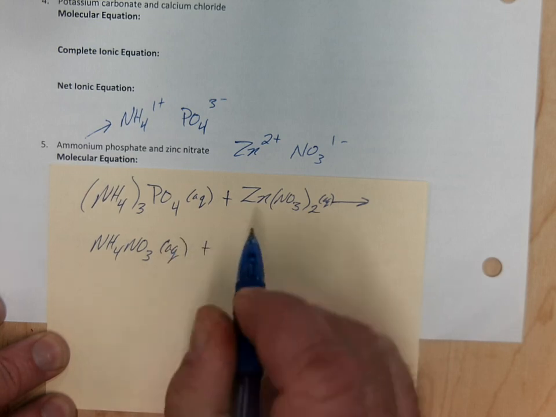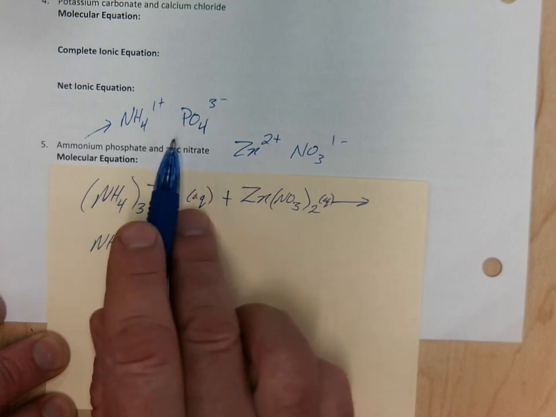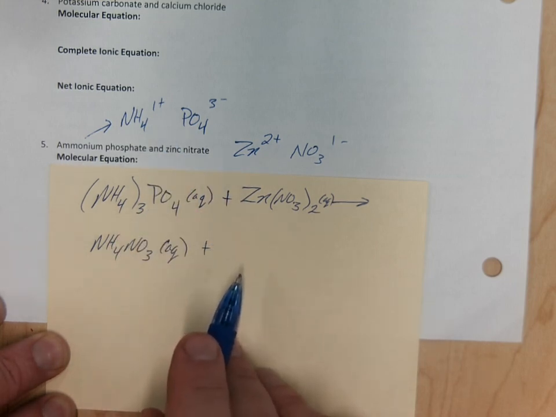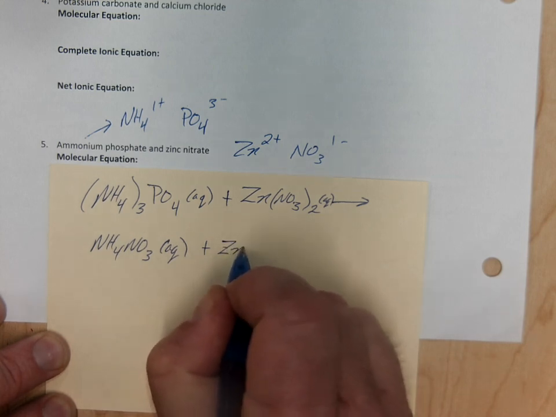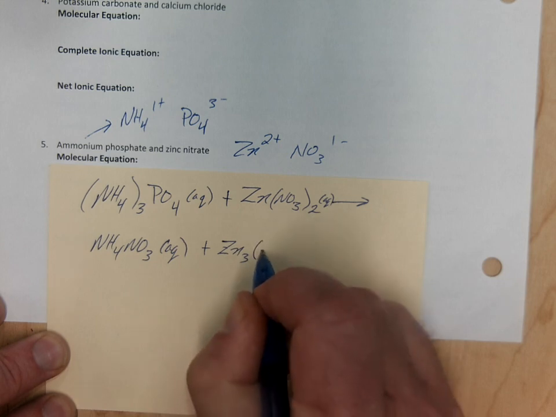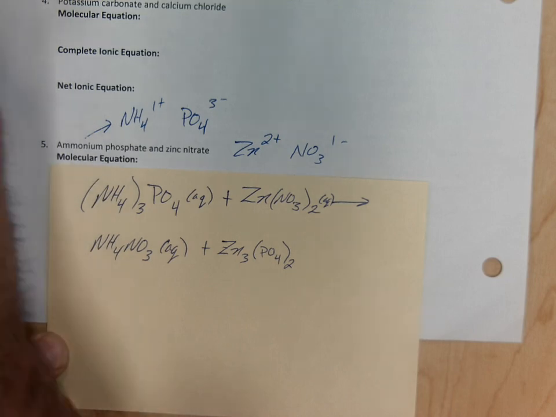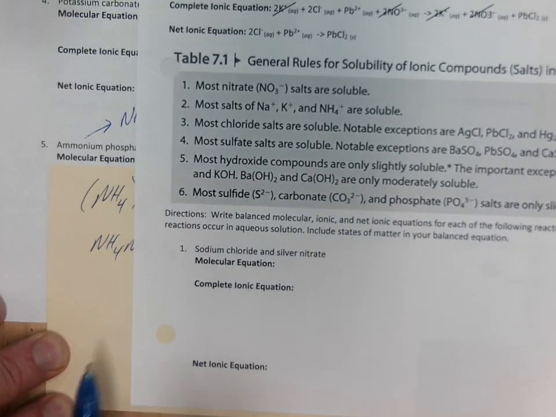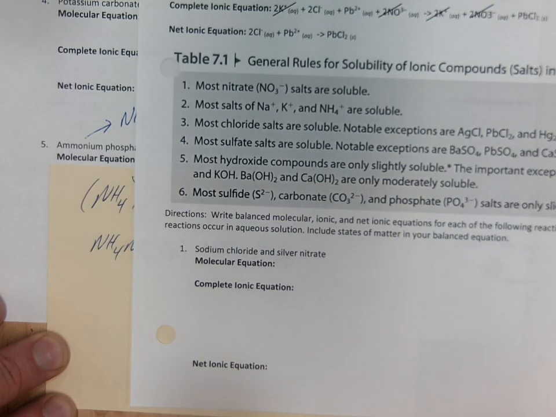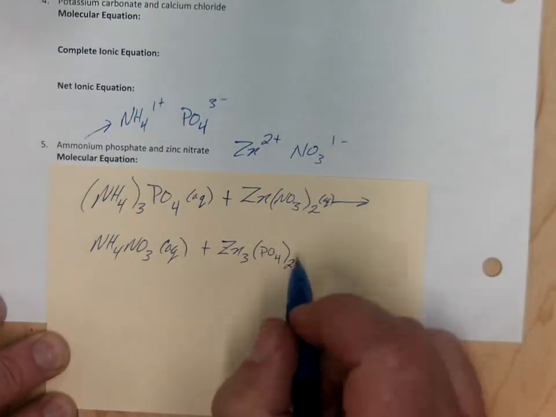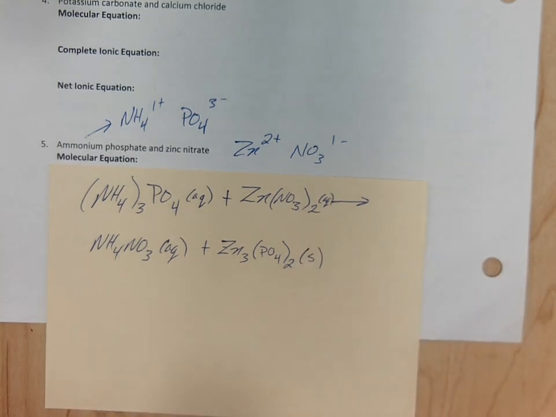Then the zinc is going to trade places with the phosphate. Zinc is plus 2, the phosphate is minus 3. So you're going to need 3 zinc ions to go with 2 phosphate ions. And if you consult your solubility rules, most sulfides, carbonates, and phosphate salts are only slightly soluble, so zinc phosphate is going to be a solid. Then, next step, balance the equation.